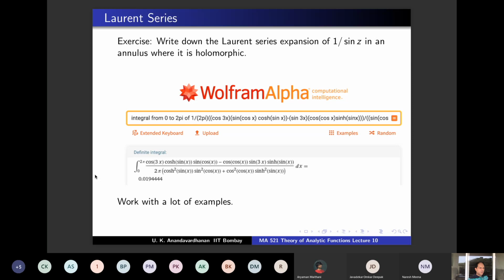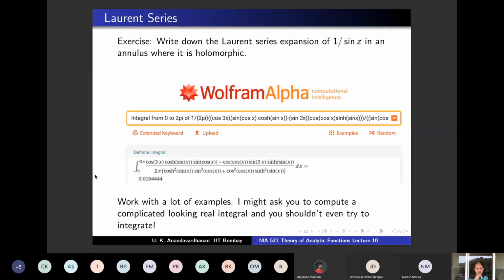I don't know how useful these things are in complex analysis, but certainly for the purpose of my exams, doing these things will be useful. So work with a lot of examples. I might ask you to compute a complicated looking real integral, and there's no way you are integrating because that wouldn't be easy. This kind of an integral, I have no idea how one does it. Even if one does, it may be slightly complicated. In fact, I don't know.